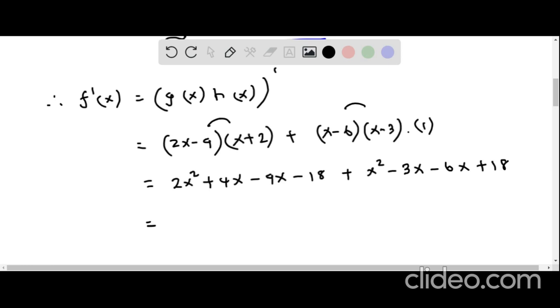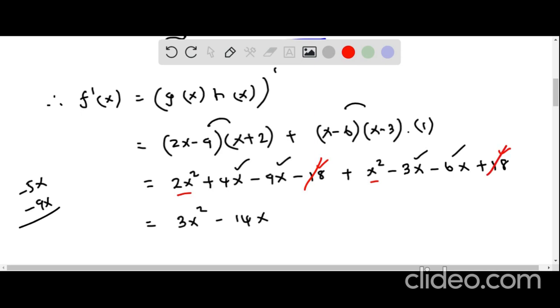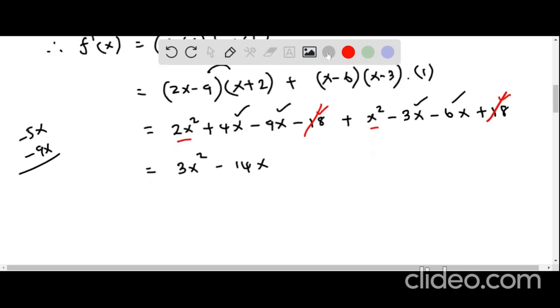So we know how to collect the like terms. We have this 2x squared and x squared, which is 3x squared. We then have 4x minus 9x, which is minus 5x. We then have minus 3x minus 6x, which is minus 9x. So minus 5x minus 9x is minus 14x. Then we have to add the constant term. So here we have negative 18 and positive 18. So these two cancel each other out. So this is the derivative of f of x.